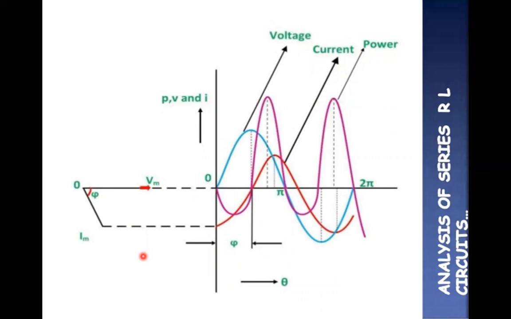Here you can see that this blue represents the voltage, and this is the current, because it is lagging. It is lagging by how much? It is lagging by 90 degrees, and this pink graph curve represents the power. So on this axis we can see the power, voltage and current with respect to instantaneous time.